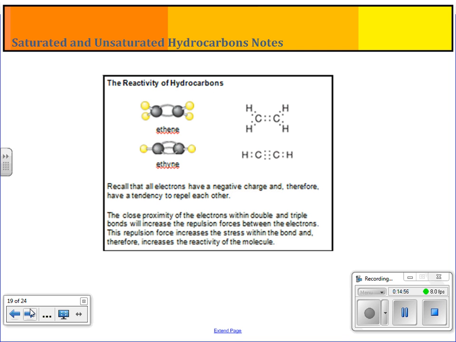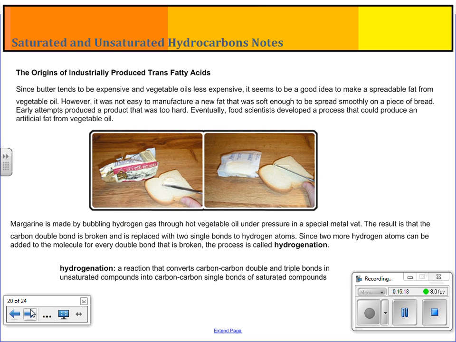So the reactivity of hydrocarbons. So here's ethene and ethyne. If you recall that all electrons have a negative charge, there is a tendency to repel each other. The close proximity of the electrons within the double and triple bonds will increase the repulsion forces between the electrons. This repulsion force increases the stress within the bond and therefore increases the reactivity of the molecule.